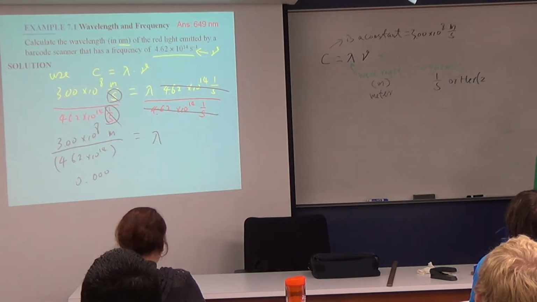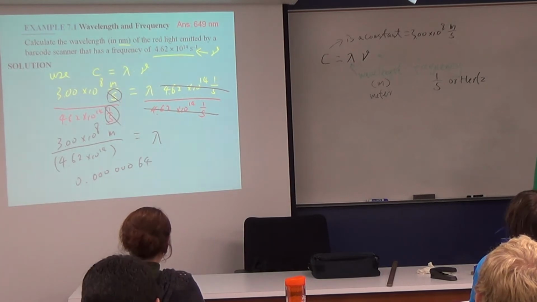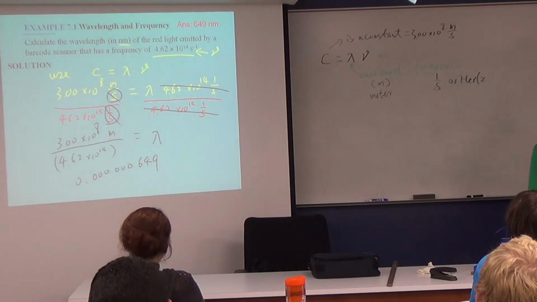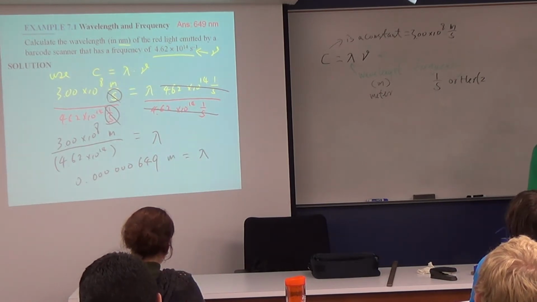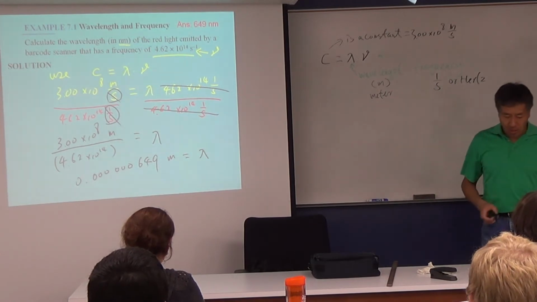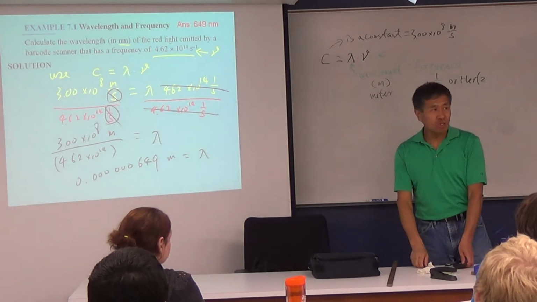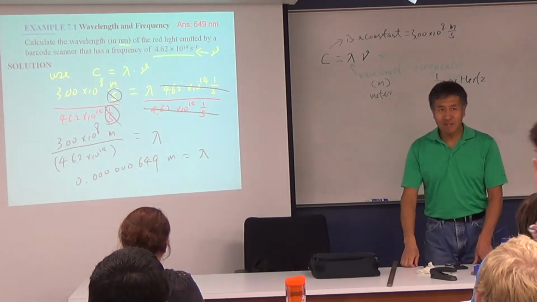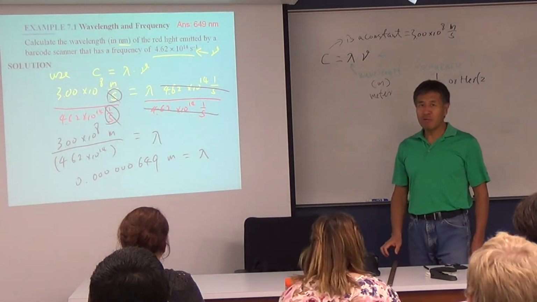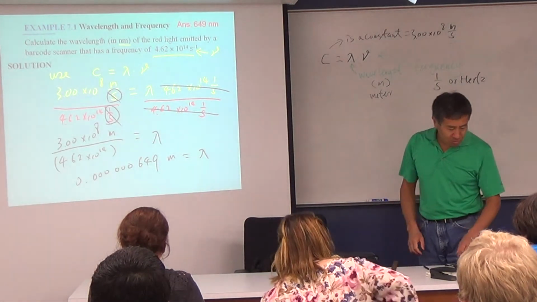I get 0.000, another 3 zeros, and 649. What's the unit? What are our units now? Only meters. Right? Only meters. And now let's talk about how you convert into the unit that you want, right? So in this problem, you want to convert into what unit?